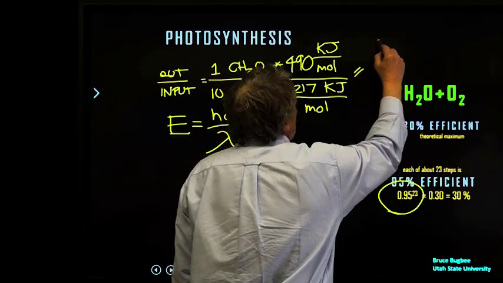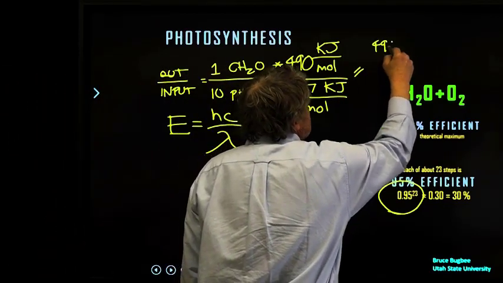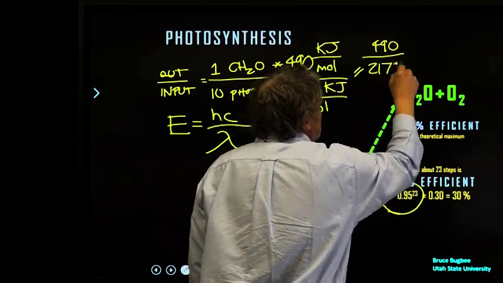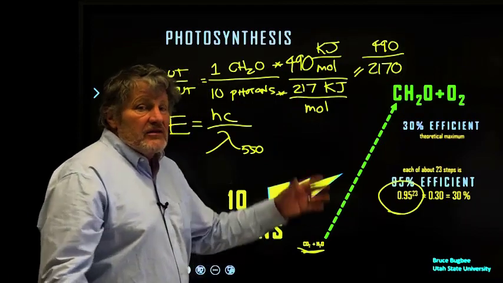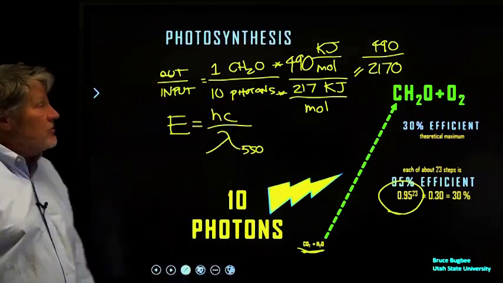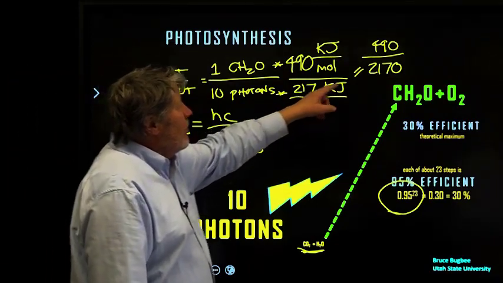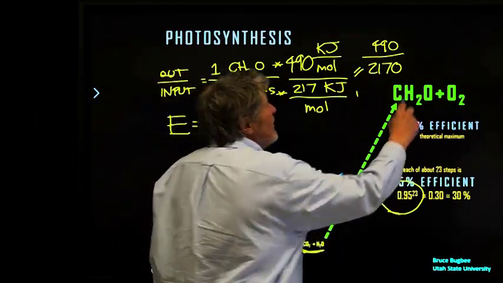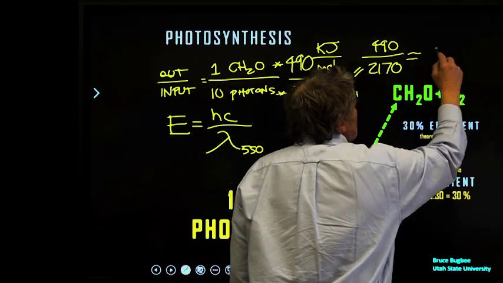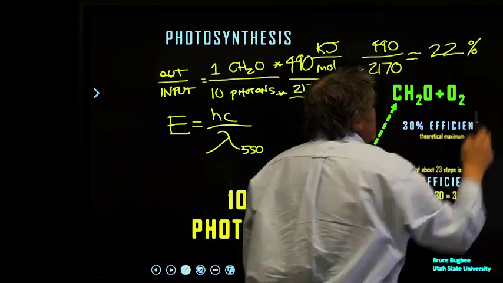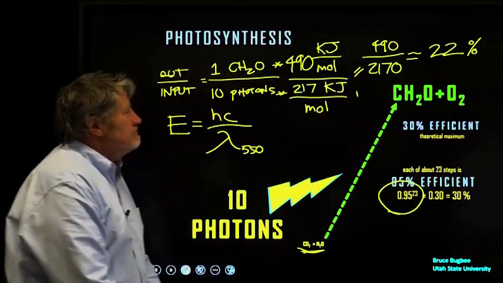Put it up here: 490 over 2170. I like this model because you can do the math in your head. You don't even need a napkin to do this. That's about 500 over 2,000. It turns out this is close to 22, 12% efficient.